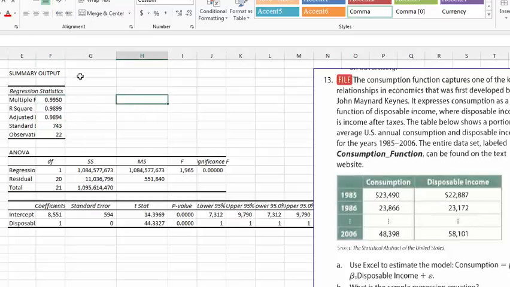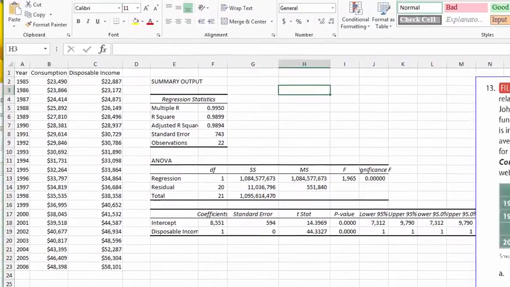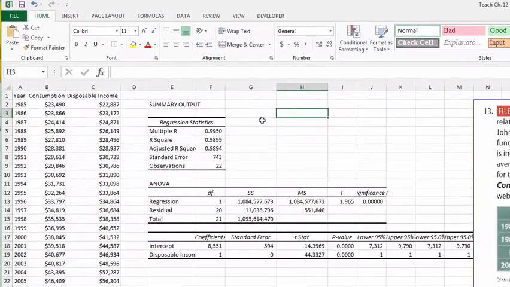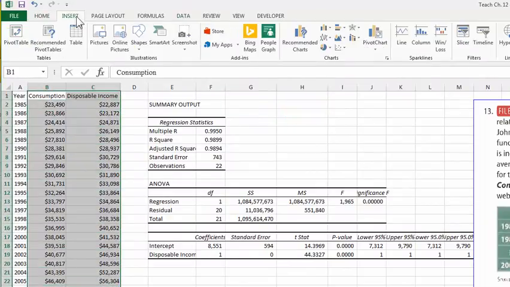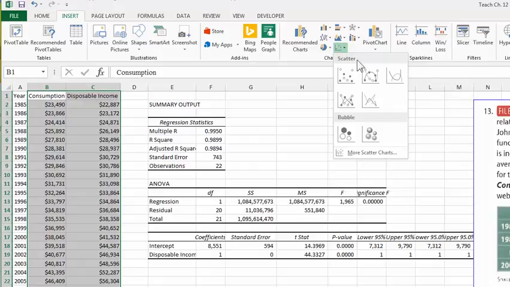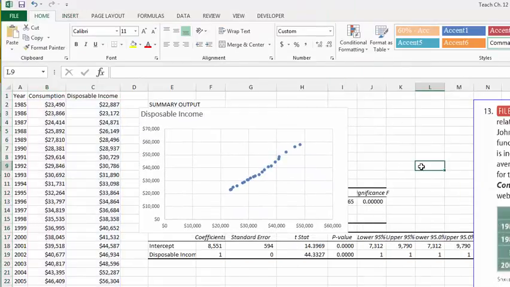Now, this would not be a paper that you could really get past me, because of course, as disposable income increases, consumption also increases. It's not really a new idea. So let's just go ahead and graph it just so you can see. But I mean, look at this, practically a perfectly linear relationship.